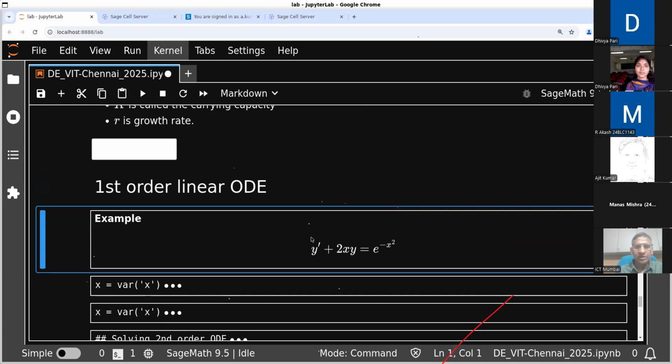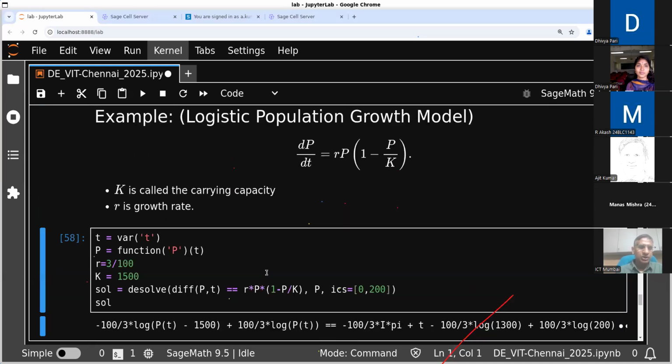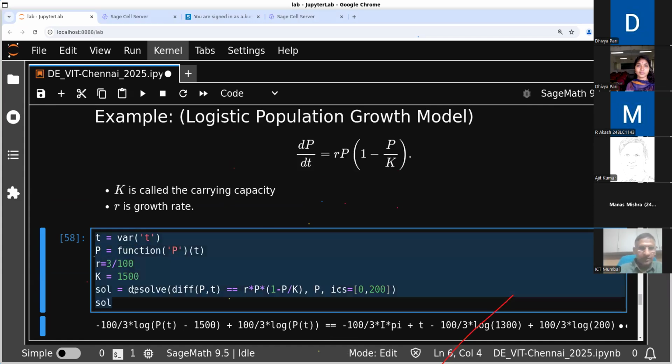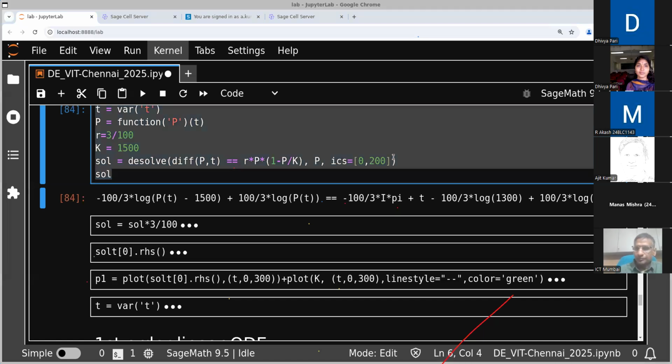Now we can solve this differential equation very easily. How do we solve this? I'm declaring again t as a variable, P is a function of t, and r I'm taking as 3 by 100, and K is 1500. So this 1500 population is the carrying capacity. If I solve this, this is the solution. Now let me copy this.